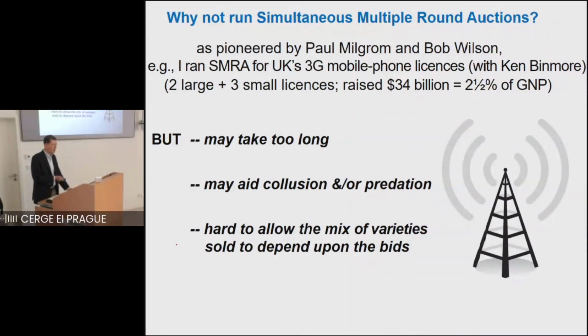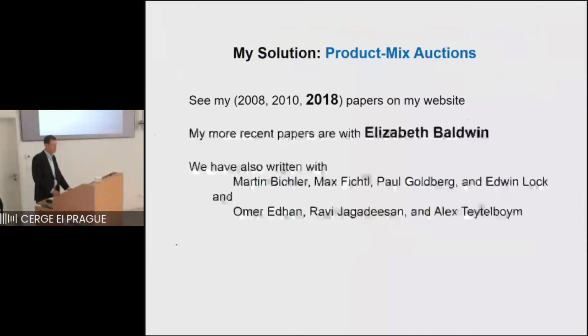So what's my solution to these problems? My solution is something I call a product mix auction, or more specifically, I have a family of product mix auctions because the specific auction I recommend will depend upon the context.